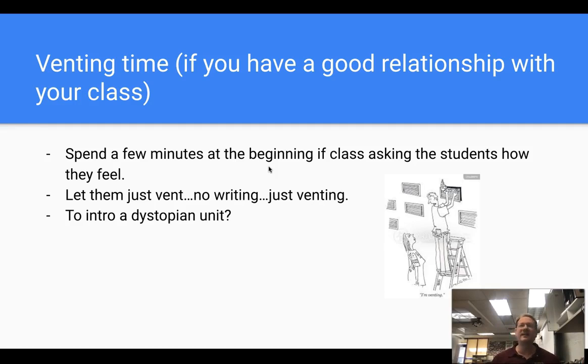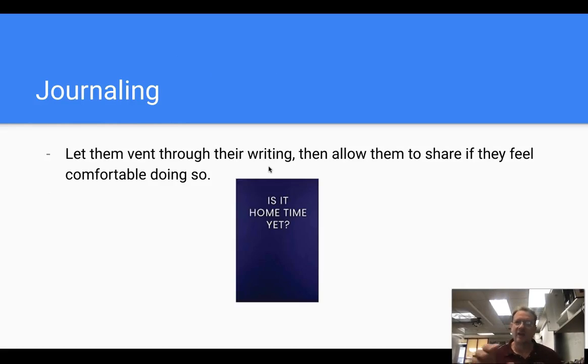And if you want to tie it to a lesson, it's great if you want to introduce a dystopian unit or a novel or something like that. If you're just letting people vent about negativity that's going on in the world or whatever, maybe staying political free or something. You set up, this is why I say you have to have a good relationship with your class. But just let them vent. Going along with that, journaling.